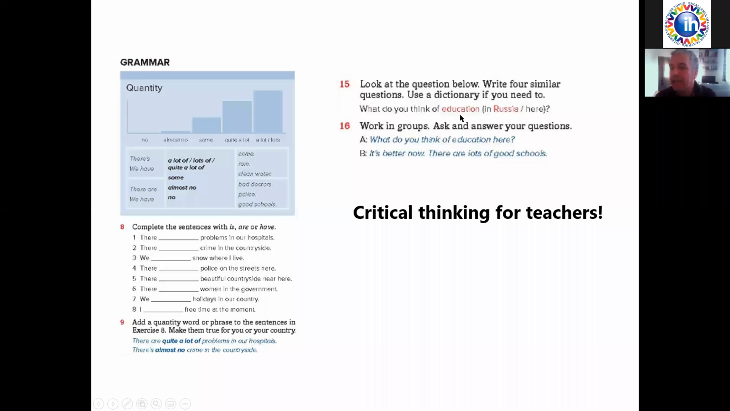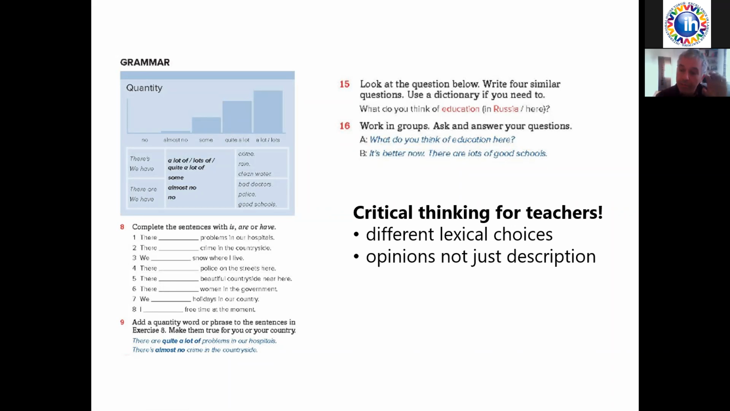What do you think of education here? What do you think of schools here? What do you think of crime here, etc., using these basic words. And again, we can teach them a kind of phrase, it's better now, it's better in the past. The students don't really need to know everything about the grammar here. What we're focused on is enabling the communication, enabling the critical thinking, if you like. So we can get there if we think of different lexical choices. We think about enabling students to have opinions at the lowest levels, not just description, not just pointing at things. This is a hat, this is an orange.